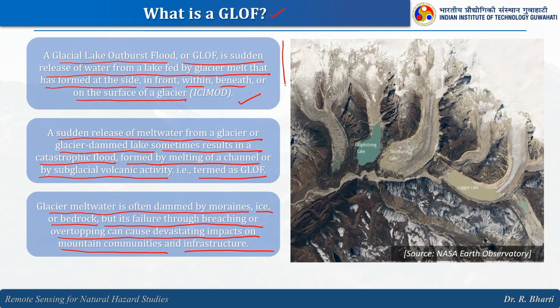So, I have covered all the different types and details of why and how we call it GLOF, right. Any kind of release of water which is excess in nature, which is causing a catastrophic impact in the downstream, that will be GLOF.